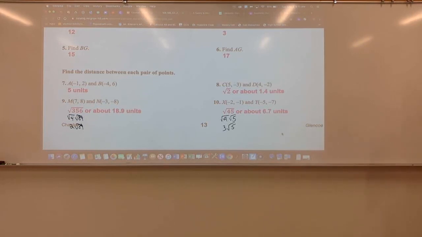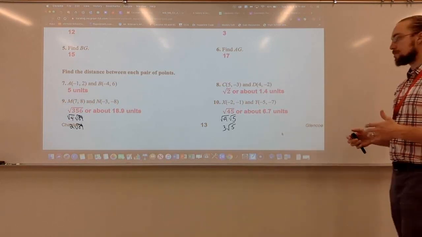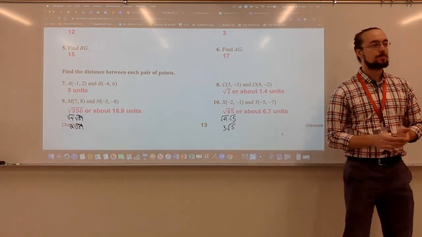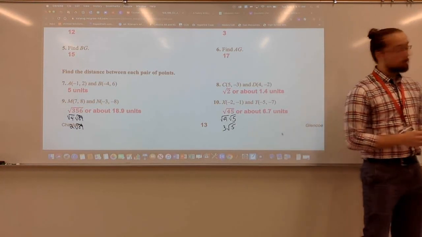Any questions? Feel okay with distance formula and this idea of betweenness? All right, then.